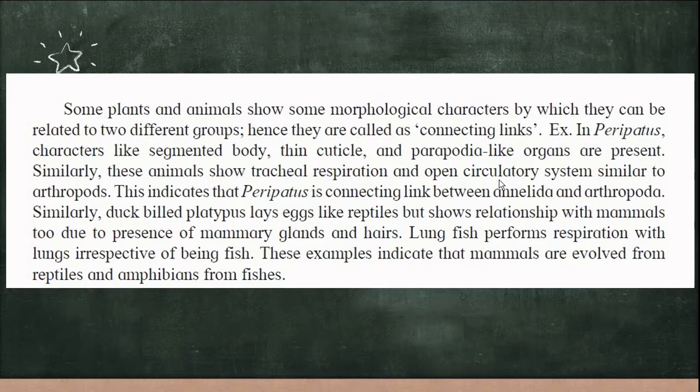Now lungfish. Lungfish performs respiration with lungs despite being a fish. Fish, we know, perform respiration with the help of gills. But the lungfish, even though it is a fish, performs respiration with the help of lungs. So this example indicates that mammals evolved from reptiles. We are mammals. Bat is an example of a mammal. So these mammals evolved from reptiles, whereas amphibians evolved from fish. Fish belong to the class Pisces, whereas frogs belong to the class Amphibia. So what are amphibians? They can live both in water as well as on land, and are called amphibians. So amphibians evolved from fish, whereas mammals evolved from reptiles.